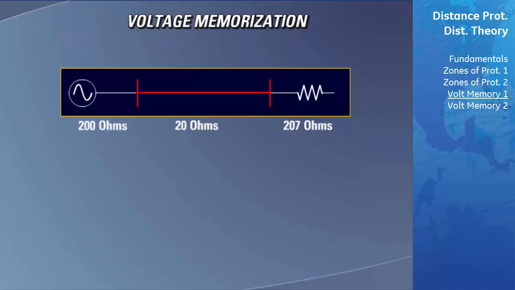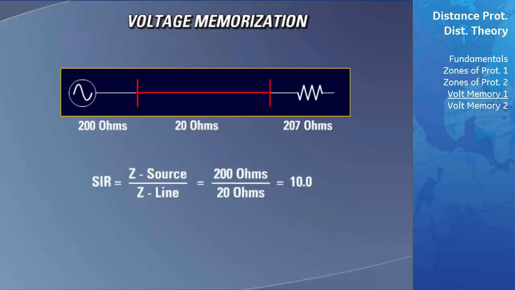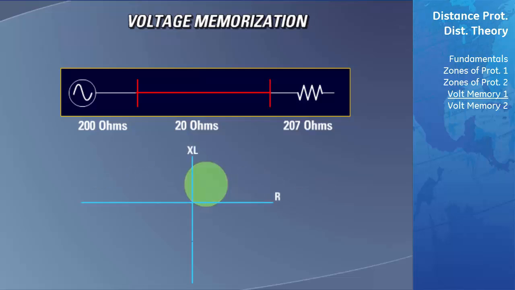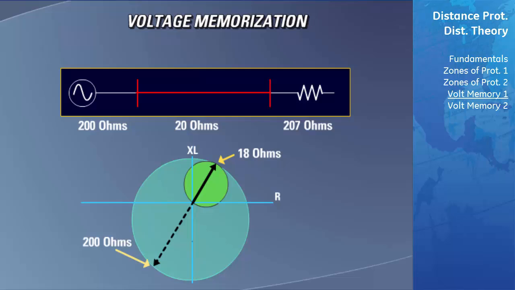The power system shown here has a source impedance of 200 ohms, giving us a system impedance ratio of 10. If our Mho characteristic is now expanded by an amount equal to the source impedance, our protection zone will cover a much larger area in the resistive direction. This extended zone may cause the D60 to incorrectly detect a fault when transients cause the impedance of the line to protrude into its zone of protection.